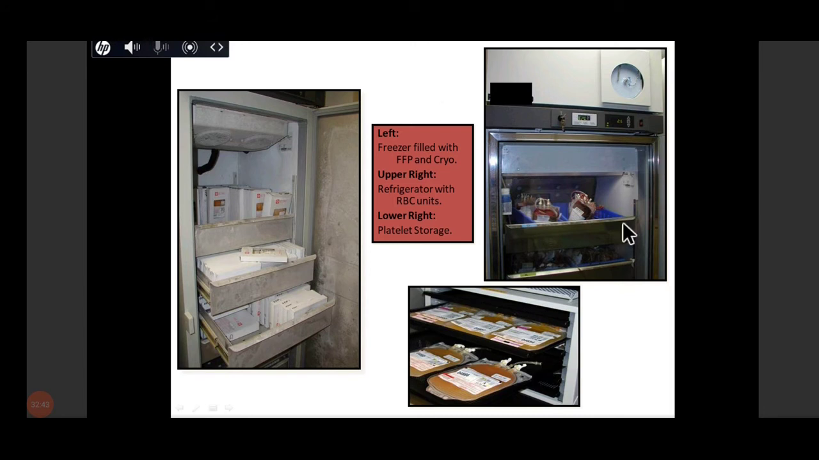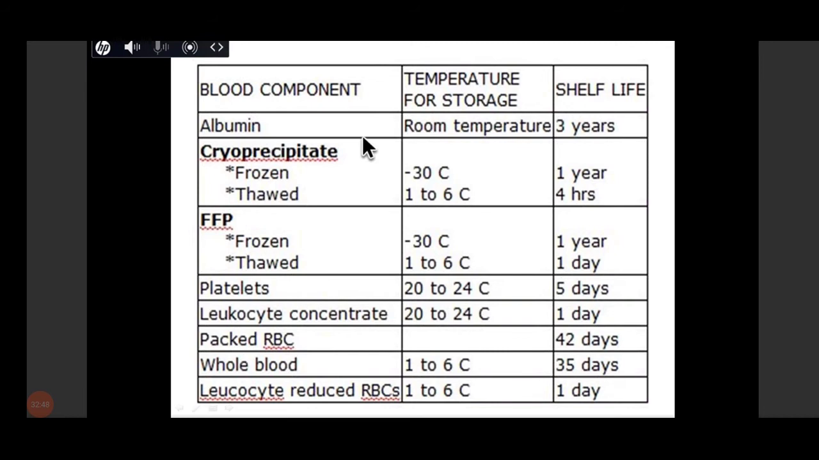This is how the storage occurs in different labs or in the blood bank, and how the platelet is stored. This will be discussed again during the practical, so I won't go into it. So for blood components, this is the storage temperature and the shelf life. How do you store? This is frequently asked. Please read it. I'll rush a bit because I don't have much time now.